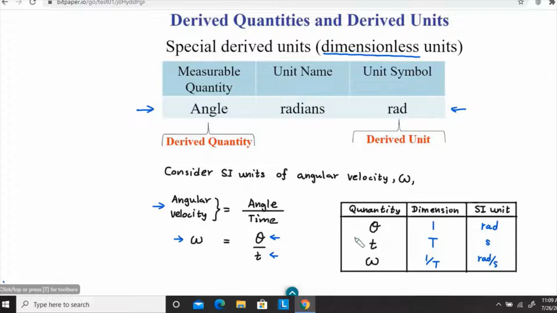So you can see when you have these dimensionless units, always remember, there's no dimensions. As a result, we put 1, but there's units. The units are there even though it's a dimensionless quantity.